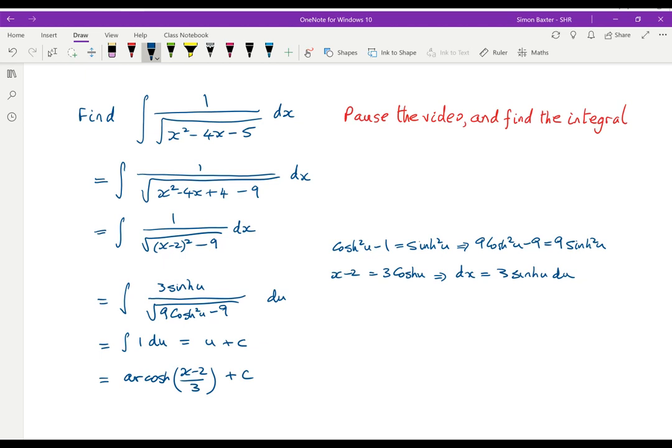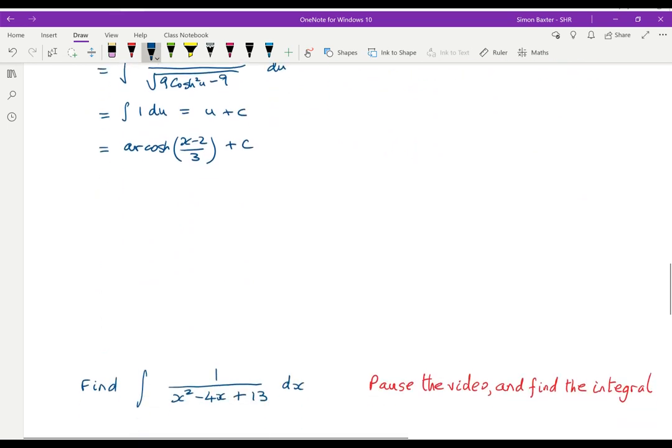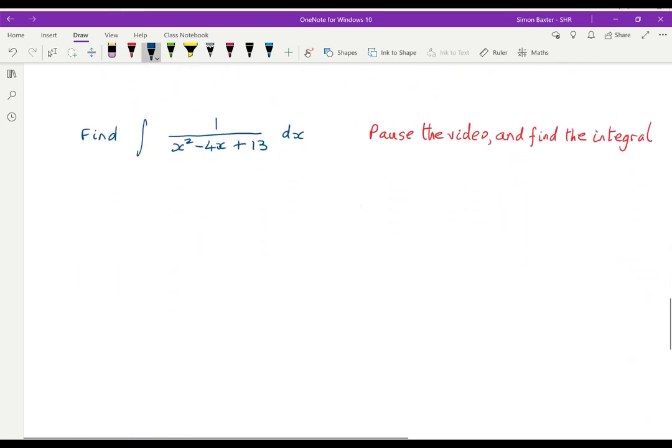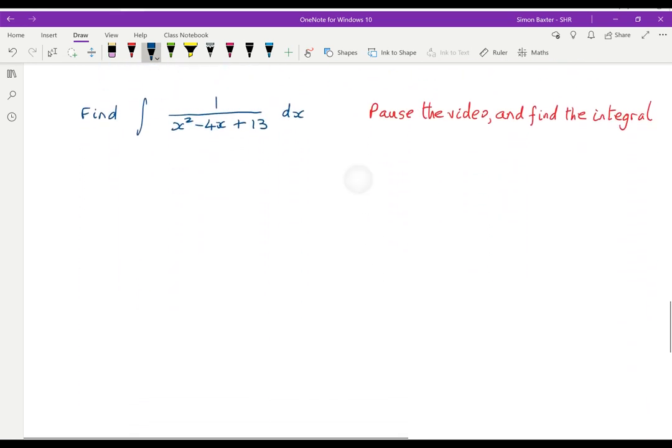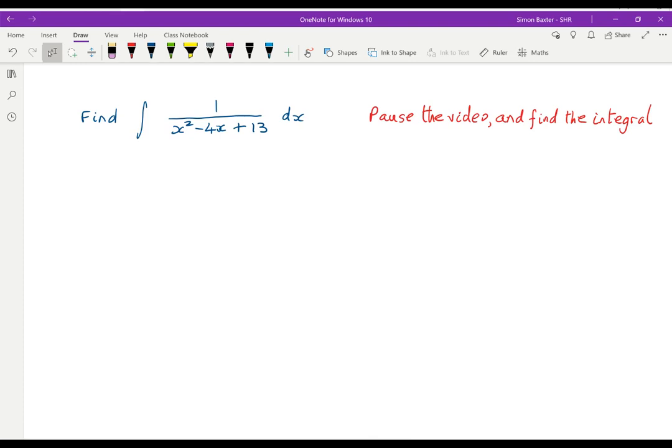So just going one step at a time. We started off with something already in completed square form. If you have a polynomial under the square root sign, a quadratic, complete the square and it will turn into something that you will be able to do. Let's see what happens next. Okay, there we are. Pause that and see if you can cope.